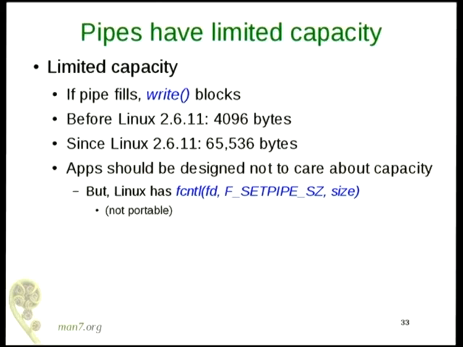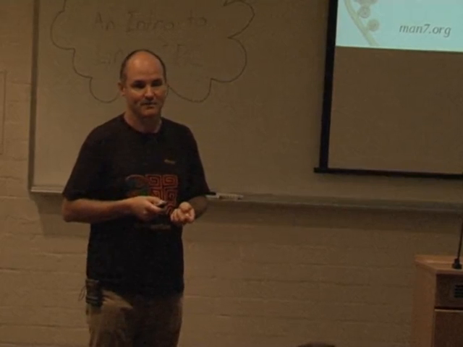Pipes have a limited capacity. Up until Linux 2.6.11, it was 4,096 bytes. Since then, it's 64K bytes. And even more recently still, you can actually control the capacity of a pipe using an fcntl system call. I forget which version that was in. It's in the man page. In general, though, you should design your applications not to care about the size of a pipe. If you are doing that, probably there's something wrong with your application design.